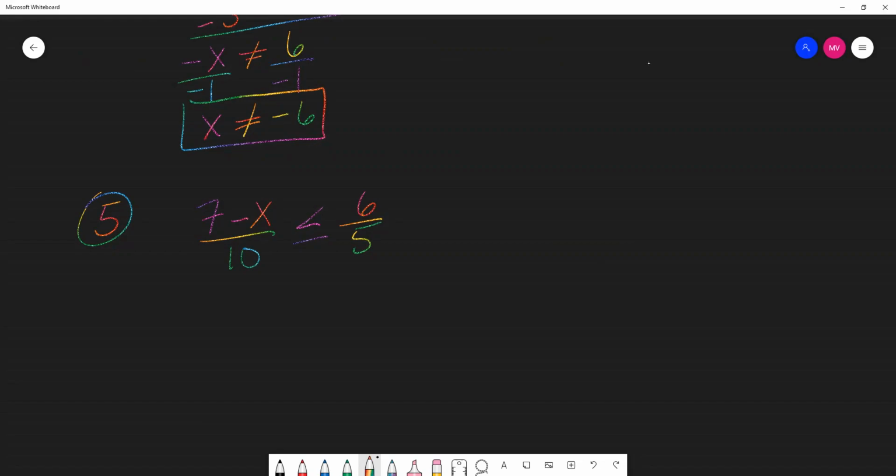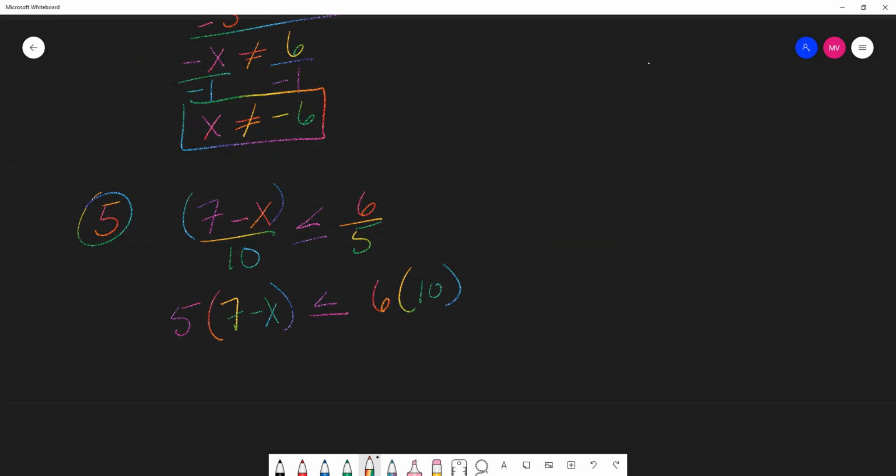I'm curious, so I'm going to have to play with this. It does work in this instance. I'll check the one on the test, but I think it does as well. But I would definitely have the 7 minus x times 5 on the left side, and your 6 times 10 on the right. I will check this and make sure that it works.